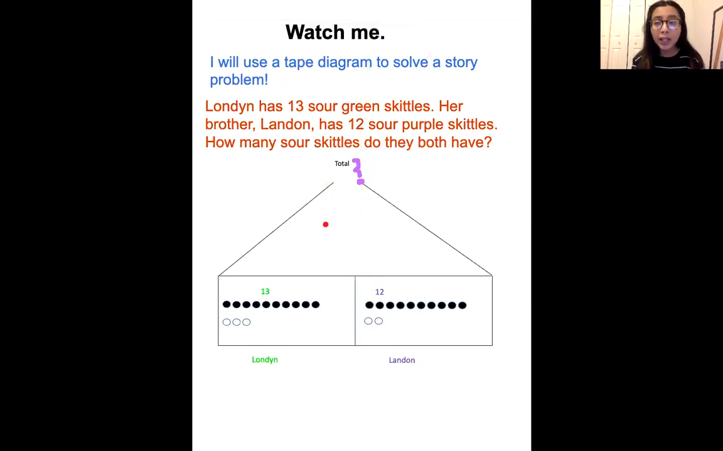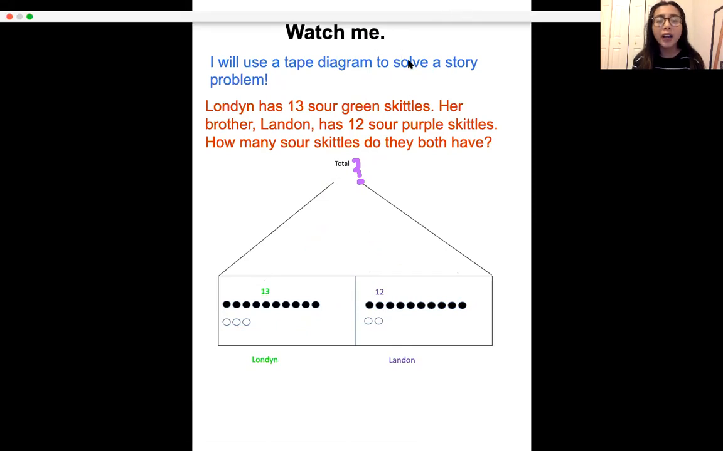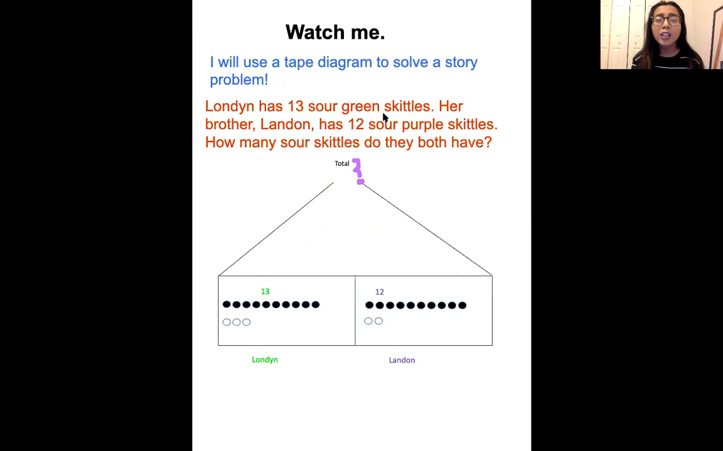Let's count one more time and watch as I use a counting on strategy. 13, 23, 24, 25. My answer is 25, so we can write that down so we don't forget what our answer was. So 25. Let's write that again, 25. We figured this out by drawing our two parts that we knew and then trying to figure out the total, which was unknown, meaning we did not know it.